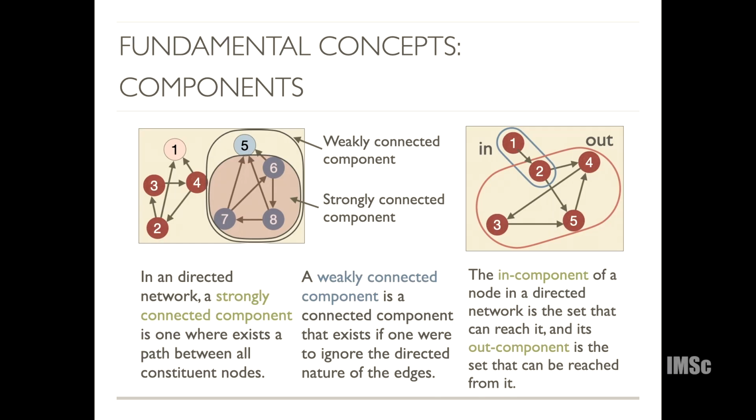So let's just take node 2 for example. You can reach node 2, in this case, only from one node, from node number 1. So this is what's called the in component of node number 2. But from 2 you can actually reach all the remaining nodes, and so that's what's called the out component of node number 2, right? So it's basically just the sets that either can lead you to a node, or which you can reach from a node. So that's the difference.